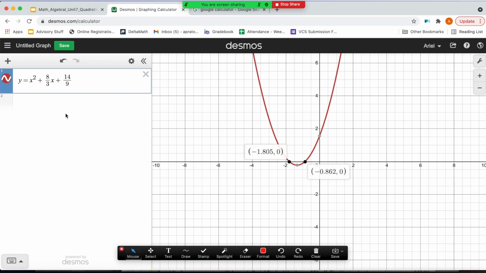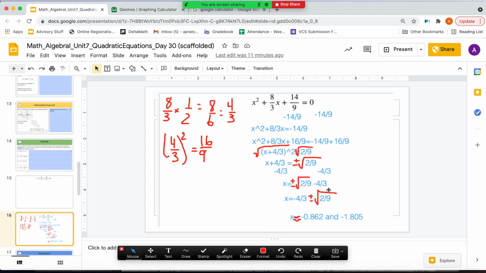So the big question here for you to ask yourself is, what are the benefits of using the calculator? Super fast, super quick. What are the downsides of using the calculator? Well, these aren't going to give us exact solutions. What are the benefits of completing the square? Well, we have this very exact solution right here. Once we get to here, now we have non-exact solutions. But this is very exact, and we cannot get this answer on the calculator.